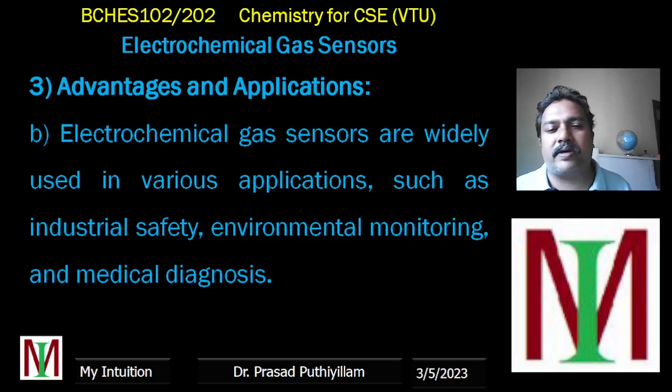Industrial safety: we are doing so many good things in our industry. For the convenience of the people who are working there, they should have some safety, and for that we should have a sensor there. Environmental monitoring: because of that only, pollution is there, and that also we have to monitor, so for environmental monitoring we also need sensors. Medical diagnosis: as a continuation of environmental pollution, there are so many medical issues, so we need to monitor that also.